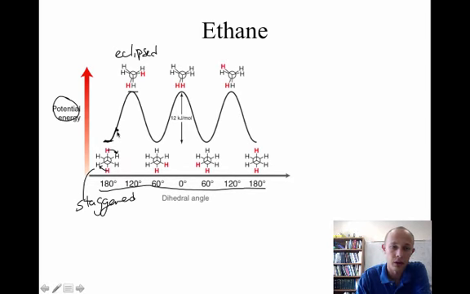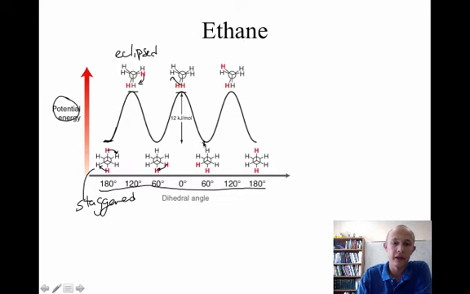At the low energy point, we went up to the high energy. But then this hydrogen is going to keep rotating around, and we're going to get back to a staggered conformation. Then it's going to keep rotating around, and we get to an eclipsed conformation. Then it keeps rotating around: staggered, eclipsed, staggered.